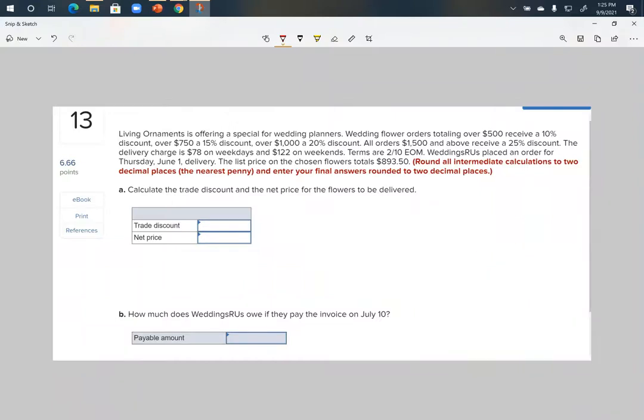Hello. Let's look at this example on how to compute the trade discount, the net price, and the payable amount, especially where shipping cost or freight transportation charges are involved. We've been given an example of Living Ornaments offering a special discount for wedding planners, which ranges depending on how much people are paying for the items.